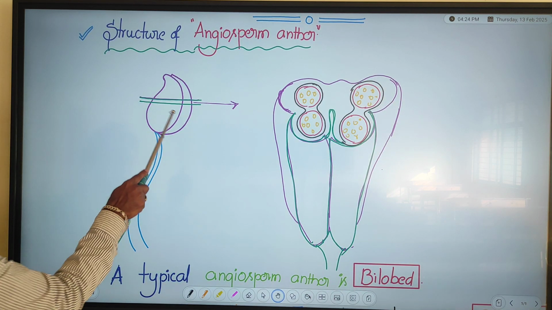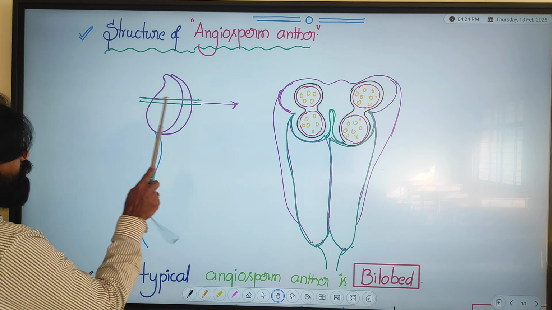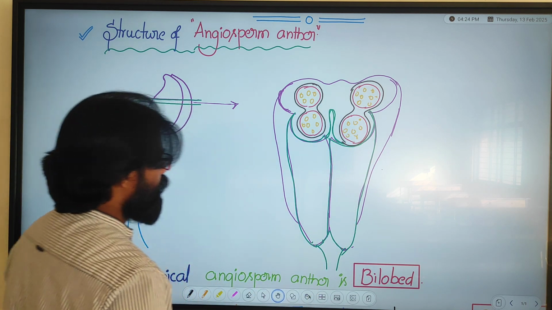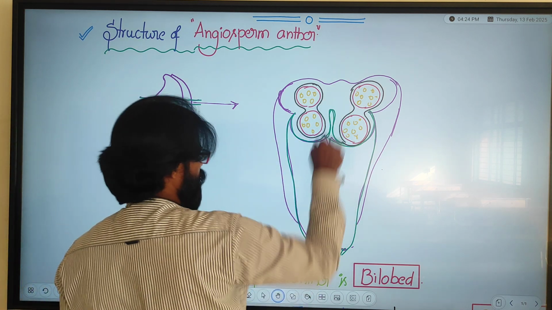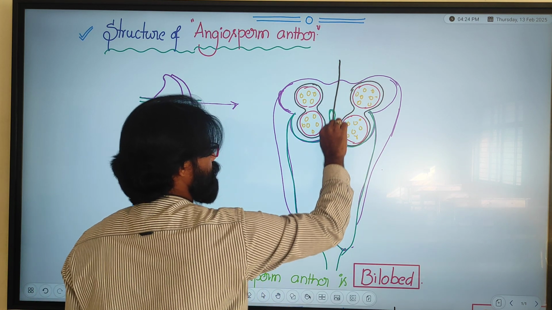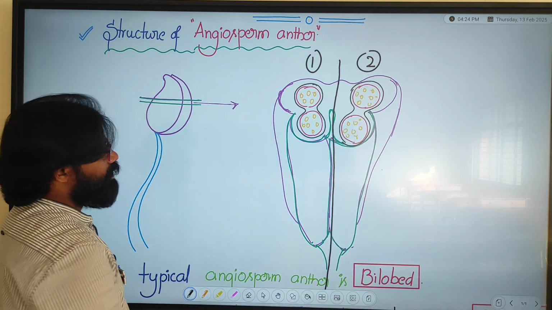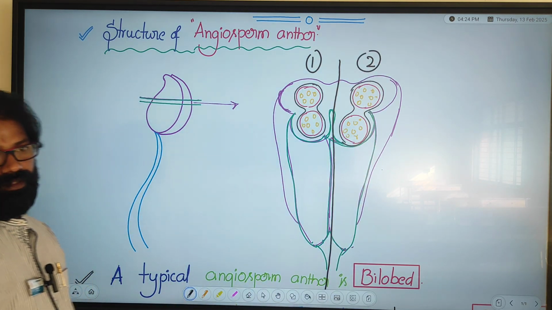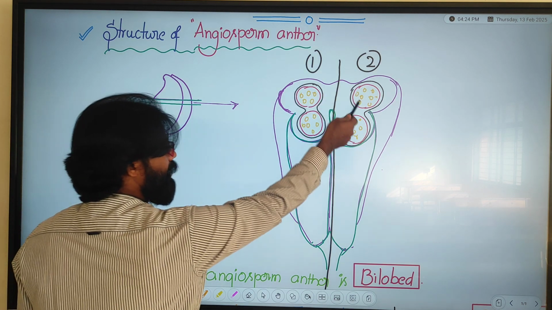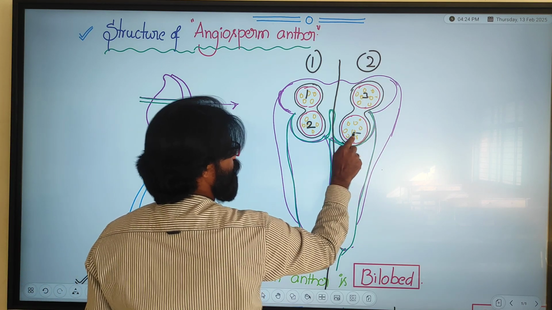See the anther's internal structure. See here this bilobed anther we are taking. Then we are taking the transverse section. Under the transverse section we can see like this. Now here you see this is one lobe. Each anther has one lobe like this. This is one lobe, this is a second lobe. Then each lobe has two theca. So here the angiosperm anther is bilobed, tetrathecous. Tetrathecous: 1, 2, 3, 4.